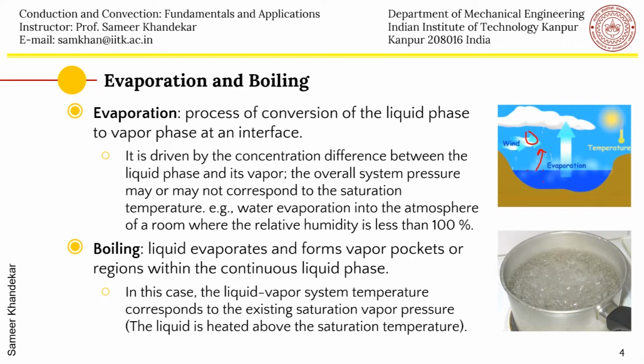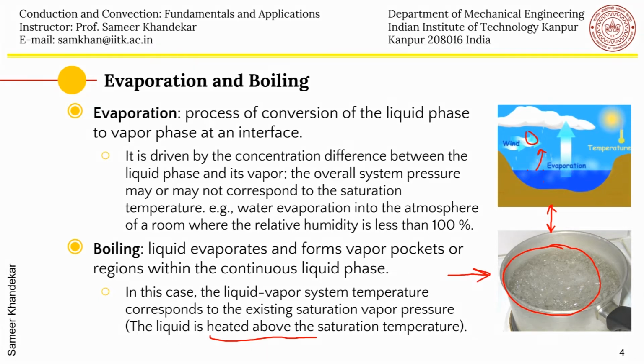Now when we say boiling, we are conversant with making tea, for example, every day, and there the liquid temperature gets heated up to 100 degrees, and in this case the liquid vapor system temperature corresponds to the existing saturation vapor pressure, and the liquid is typically heated slightly above the saturation temperature. That is what we will see in this lecture. At that time boiling takes place. So this is a heterogeneous boiling in a sense that there is a solid surface on which bubbles are getting formed. So please try to understand the difference between these two processes. In evaporation, the temperature may or may not correspond to the local saturation temperature, but still phase change takes place. So with these major differences appreciated, we will concentrate on boiling heat transfer in this particular lecture.